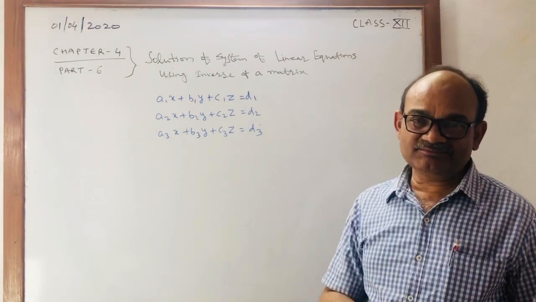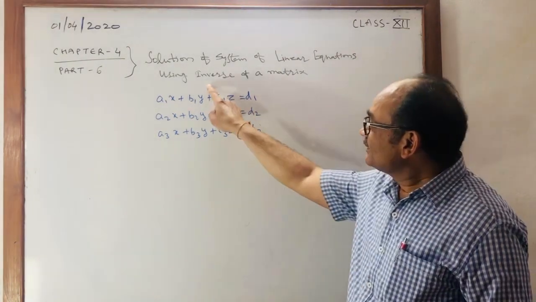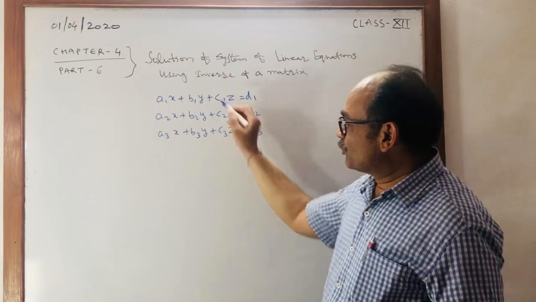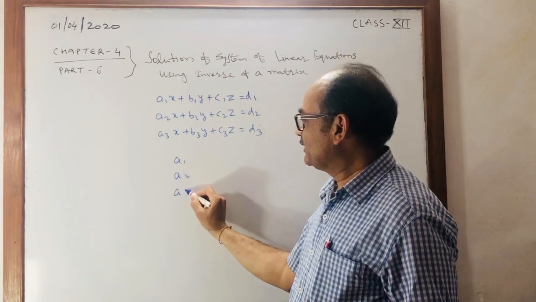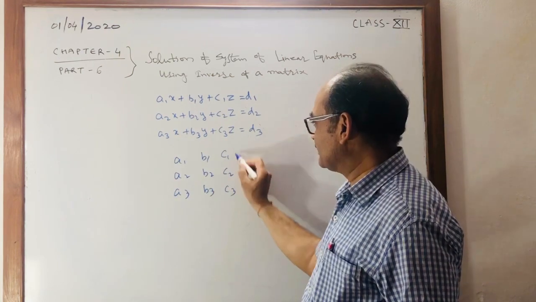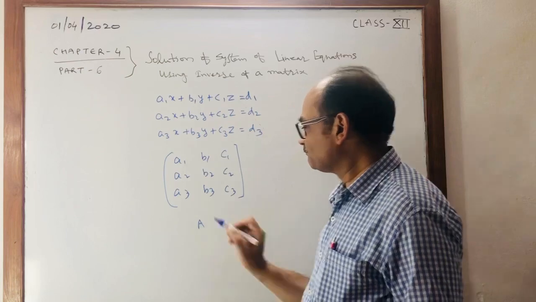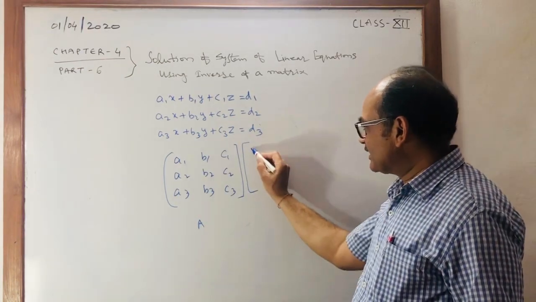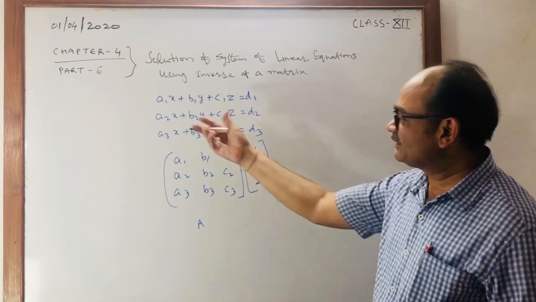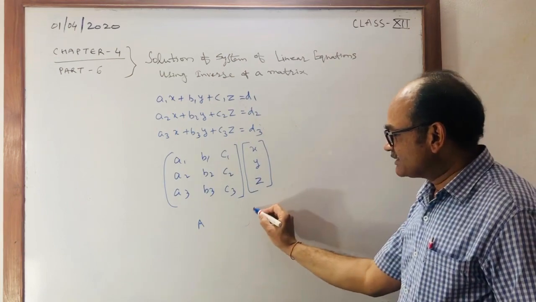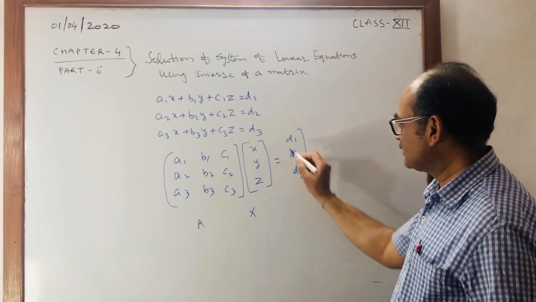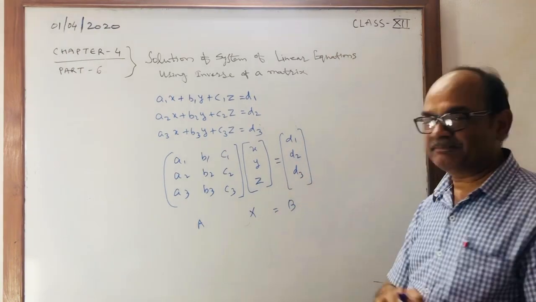So algebraically we can solve, but here we use the inverse of a matrix. So how do we solve this? First we take the coefficients A1, A2, A3, B1, B2, B3, C1, C2, C3. Suppose this matrix is A. If we multiply by X, Y, Z, then only we will get this form. Suppose this matrix is X, and the right hand side D1, D2, D3 is another matrix of constants. Suppose it is the B matrix.